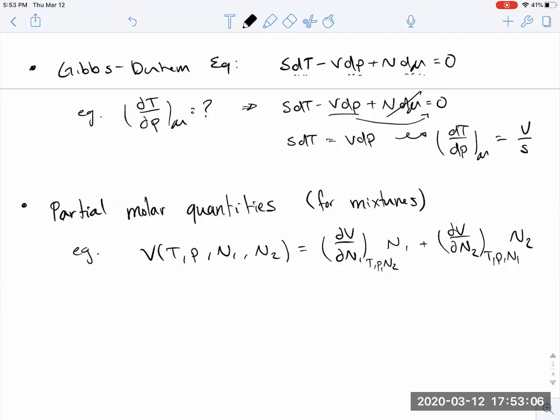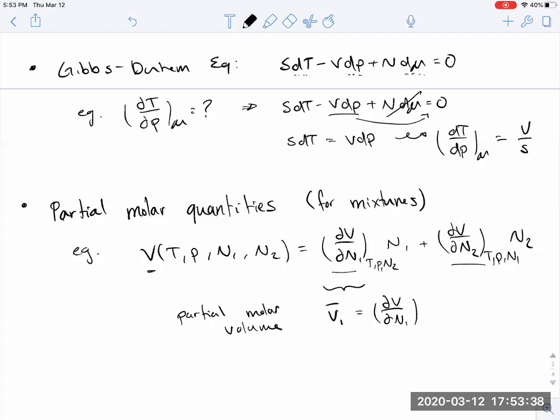This is the total volume of the system as these partial derivatives times the numbers N1 and N2 that I have. And we define these derivatives with a little v bar subscript 1. This is the partial molar volume, how the volume changes with N1.